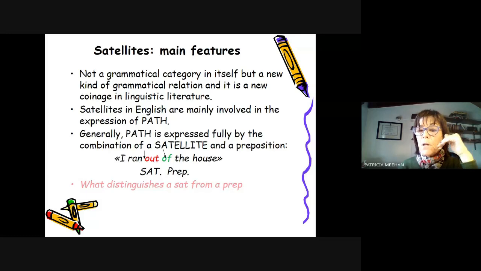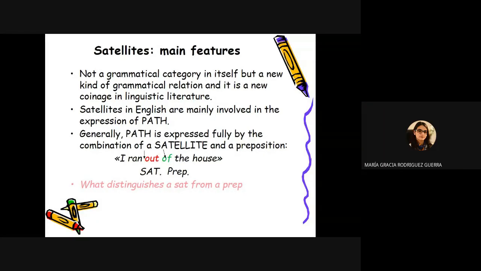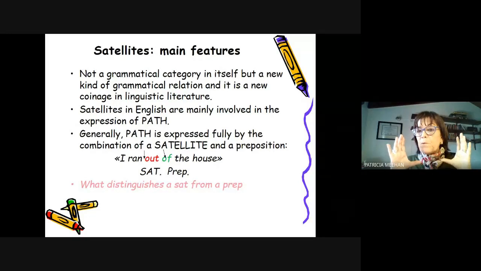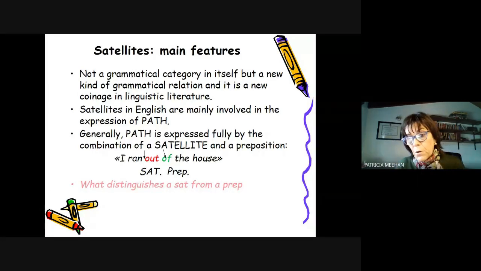Let's see, everything you learned in July, surely you remember. Run out, they form a verb complex. That's a verb complex. We speak of verb complexes only in English, not in Spanish, because in Spanish there are no satellites. So far so good? So this is a verb complex, this is the root verb, and this is the satellite.